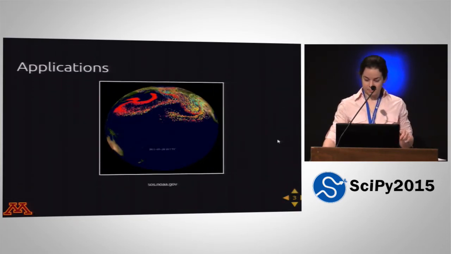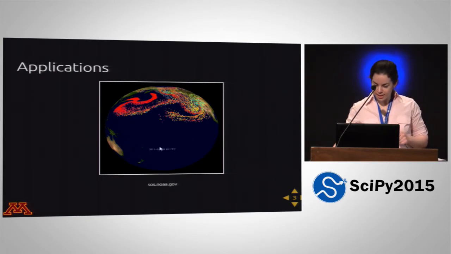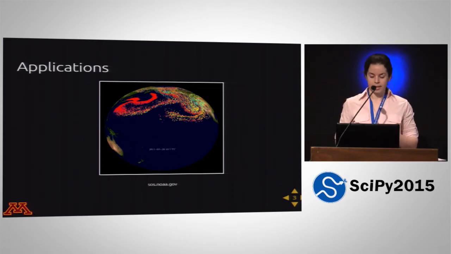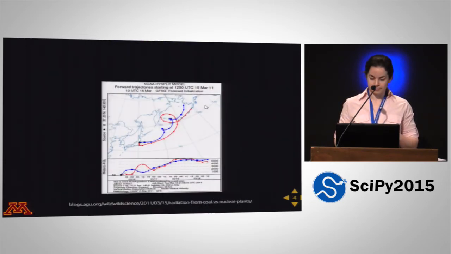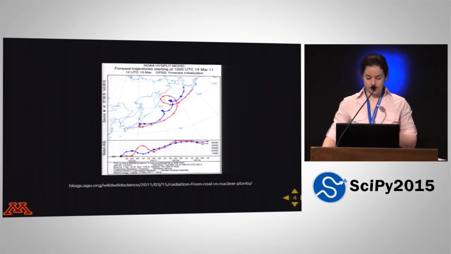So this is one of the higher profile applications of a particle dispersion simulation. This is about 9 days after the Fukushima Daiichi nuclear incident, and it's showing the dispersion of cesium particles and their radioactivity. This is a trajectory simulation using forward trajectories starting at this location and moving forward in time for about 4 days.